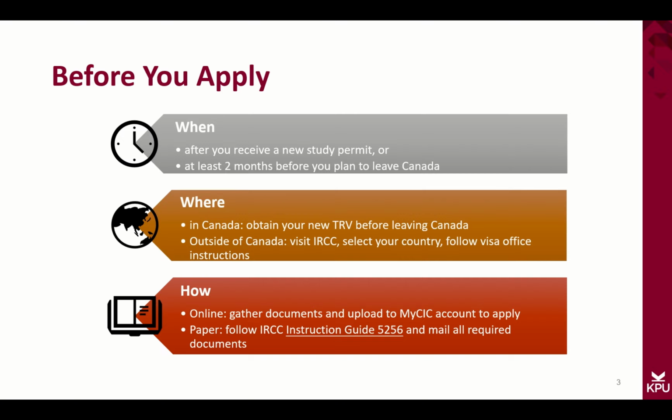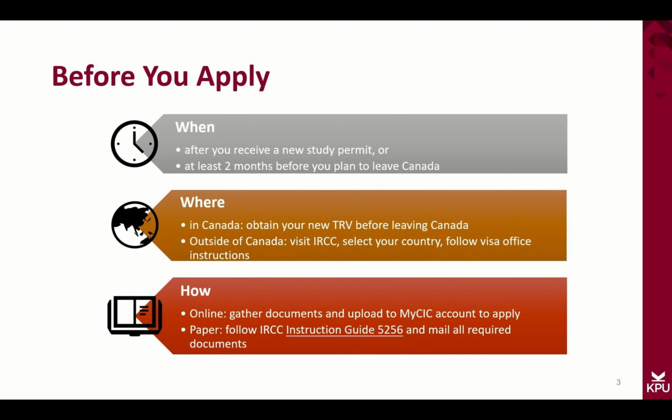When should you apply for a new TRV? A visa is different from a study permit. A visa gives you permission to enter Canada, and a study permit provides you with the status to legally study in Canada. If your TRV expires at the same time as your study permit, you need to extend your study permit first, obtain the new permit, then apply for a new TRV. It is recommended that you have a valid TRV at all times in case of an unexpected trip out of the country. If not, you should at least renew your TRV 2 months before you plan to leave Canada.